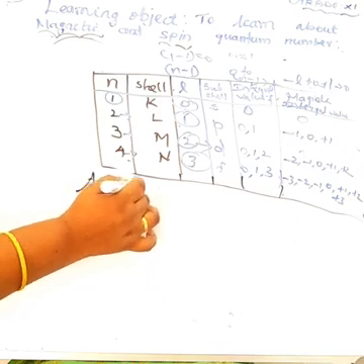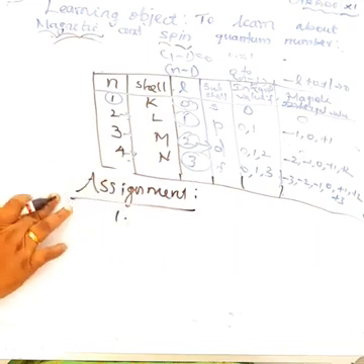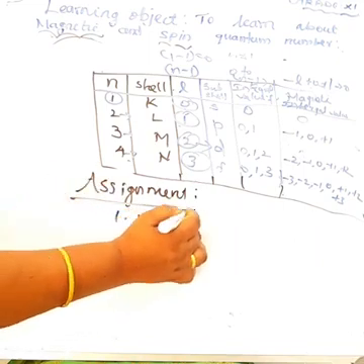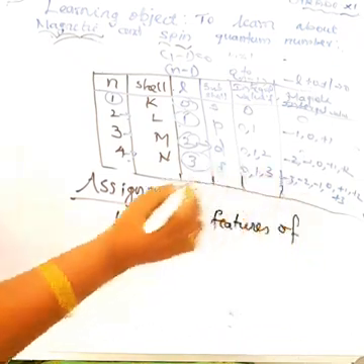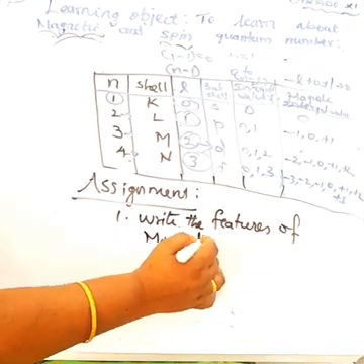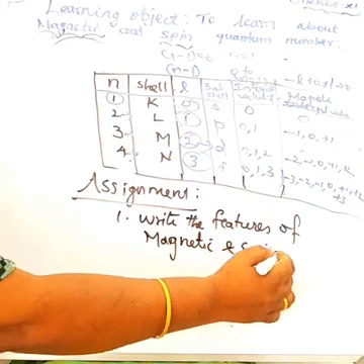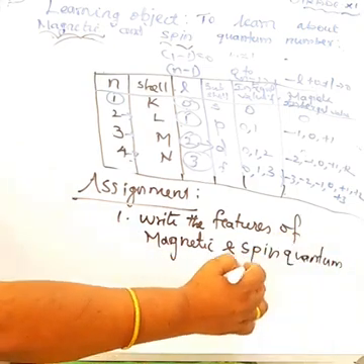And then today's assignment: write the features of the magnetic quantum number and the spin quantum number. Write the features of the magnetic quantum number and spin quantum number.